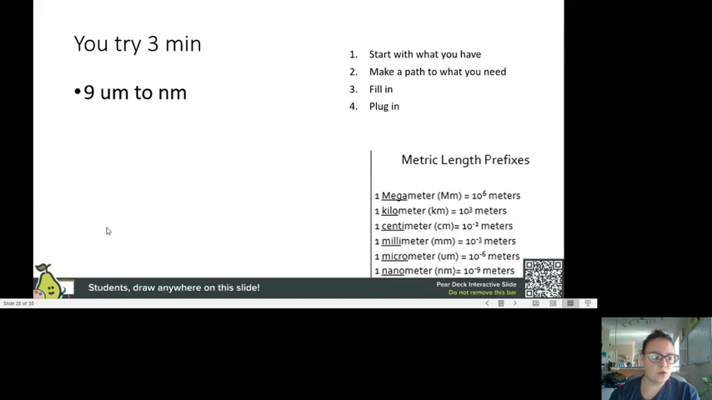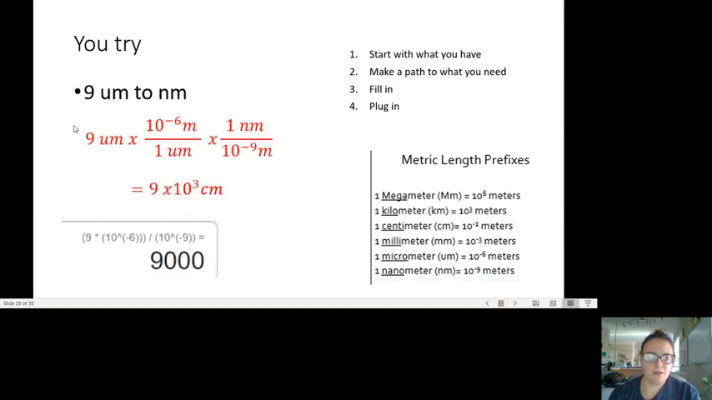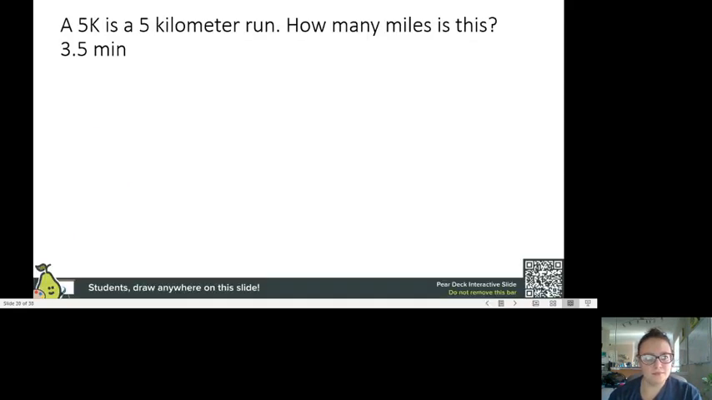I think this is one more for you to try. Go ahead and pause the video. I have our micrometers that are given, micrometers to meters, meters to nanometers. And then that should be an N right there for 9 times 10 to the third nanometers. That's what we are looking for. So go ahead and pause the video.